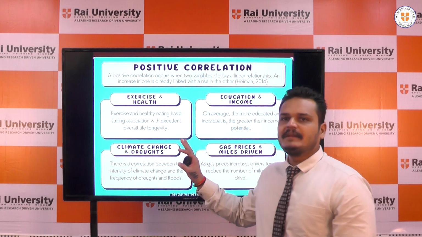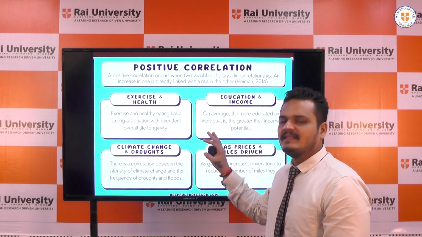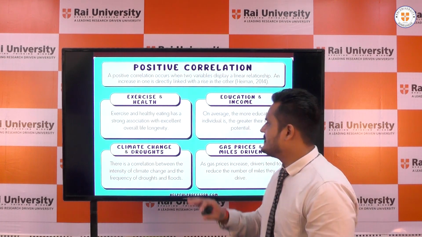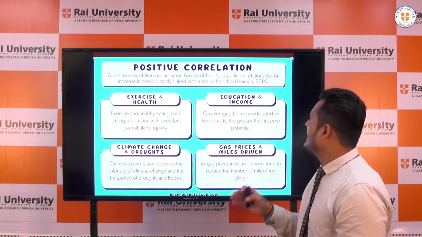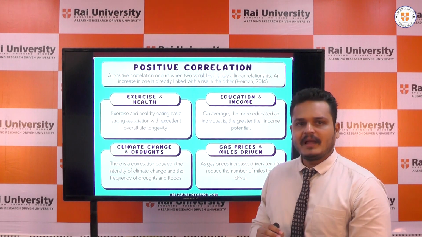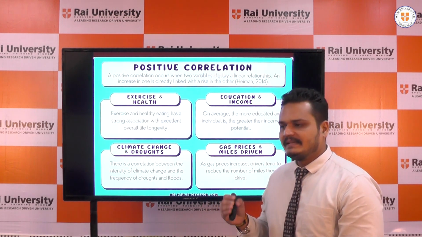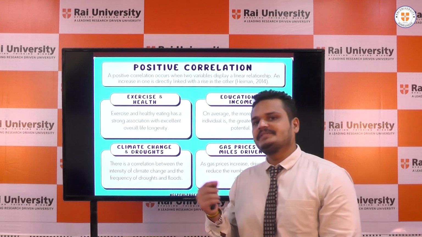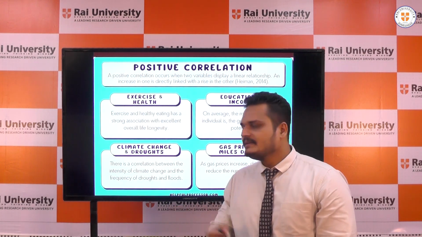These are some of the examples mentioned in the slides of positive correlation: exercise and health, education and income. If a person is more educated, the income is more. Is it clear? If a person is more health conscious, they do more exercise.